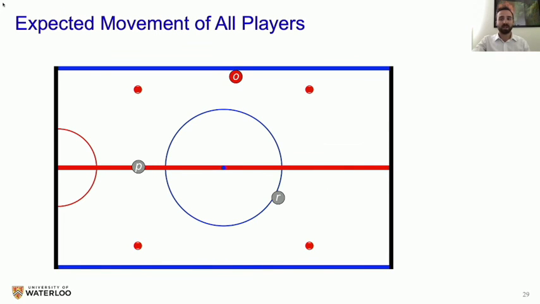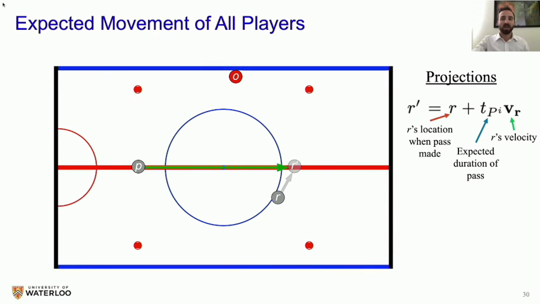Now consider this example. The previous model would associate this scenario with a huge passing lane regardless of however these players were moving. However, P is likely to pass where R is going to be, instead of where they currently are when they're making the pass. So we project R to where they would likely be using their location, expected duration of this pass, and their current velocity.